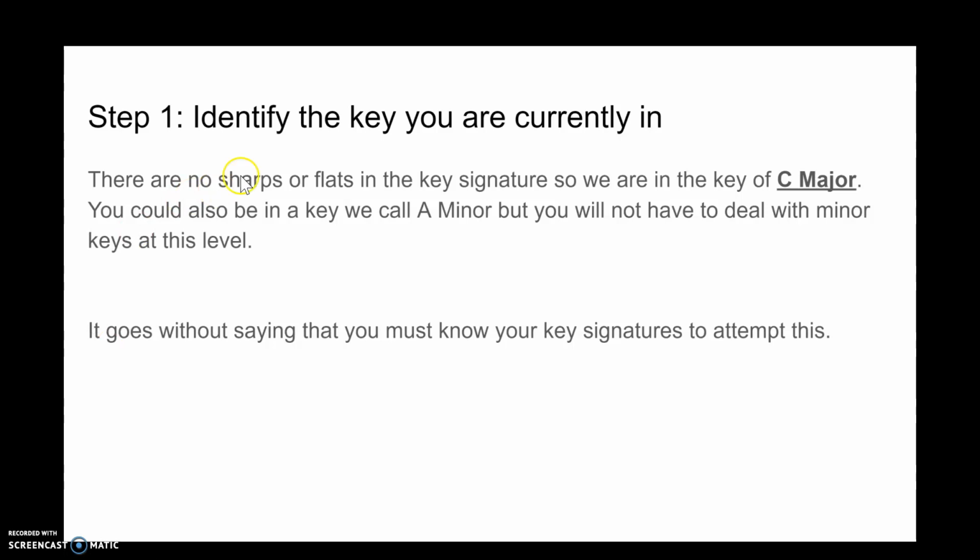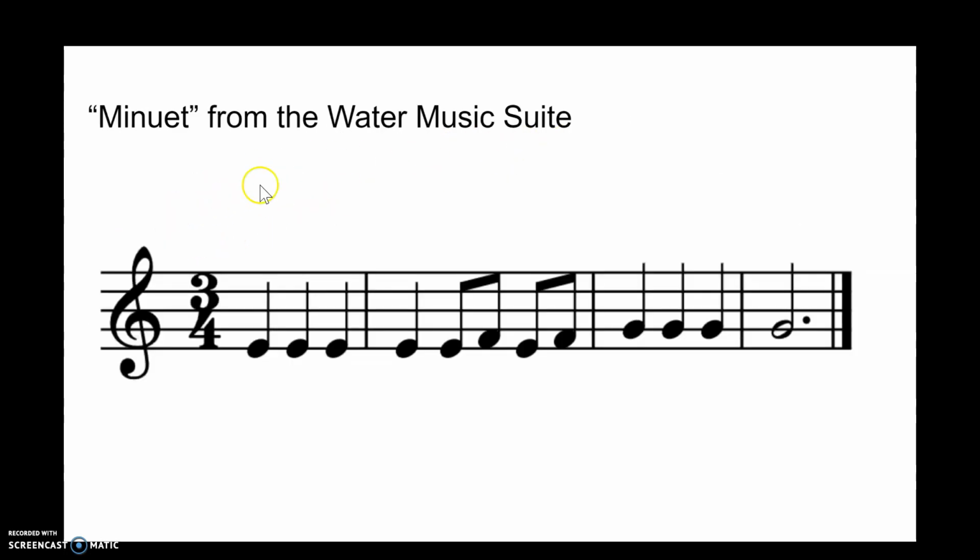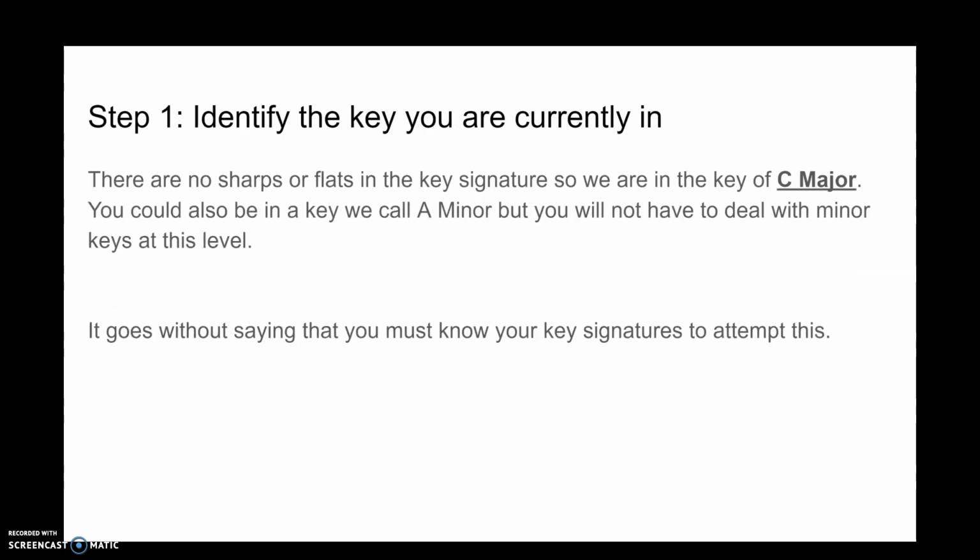First of all, identify the key you are currently in. Now I flick back here. You know the key of a song by looking at the start and seeing how many sharps and how many flats we have. As you can see here, there are no sharps and there are no flats. So we know we're in the key of C major or potentially A minor, okay? But I don't want to intimidate you with that because you're not expected to know minor keys at this level, but just no sharps, no flats. Every key signature has 2 potential keys that we could be in, but we're only dealing with major keys.